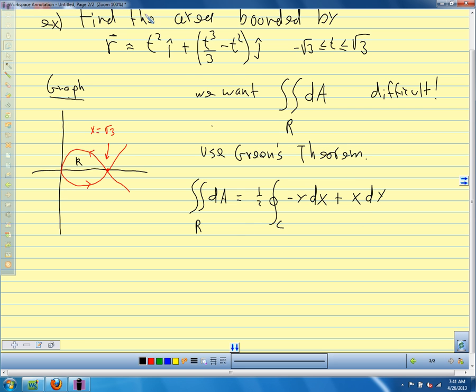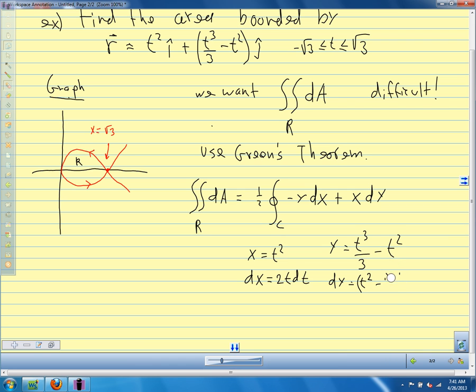x equals t squared from our parameterization of our curve, so dx is 2t dt. And y equals t cubed over 3 minus t squared, so dy is t squared minus 2t dt. Oh, minus 2t, thank you.